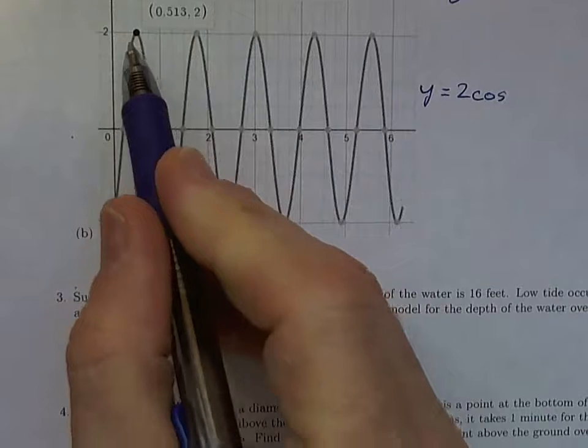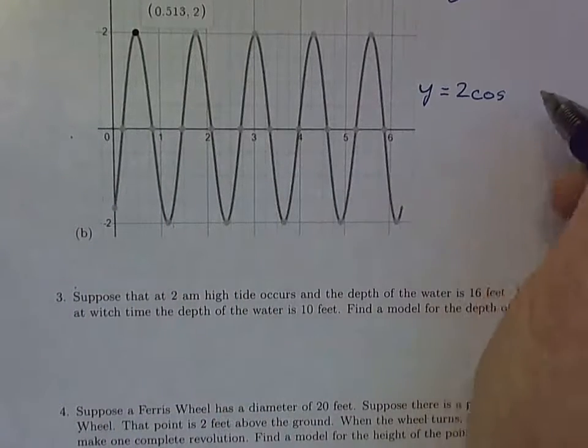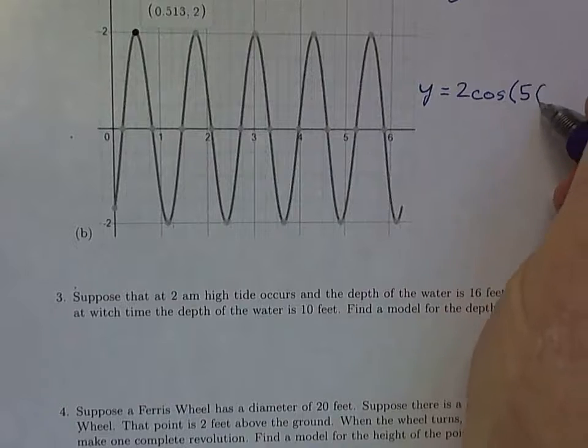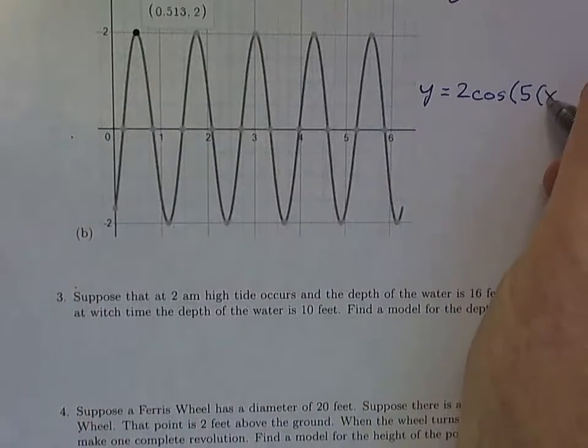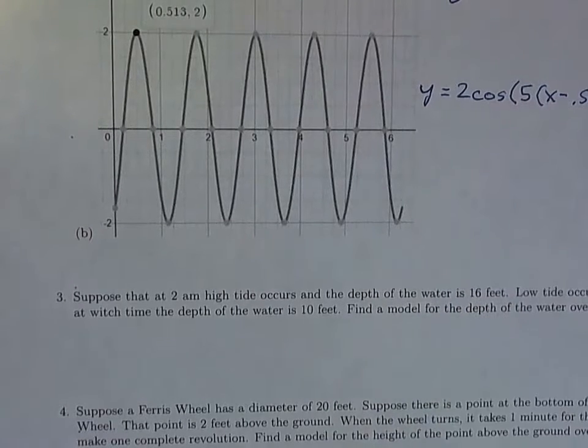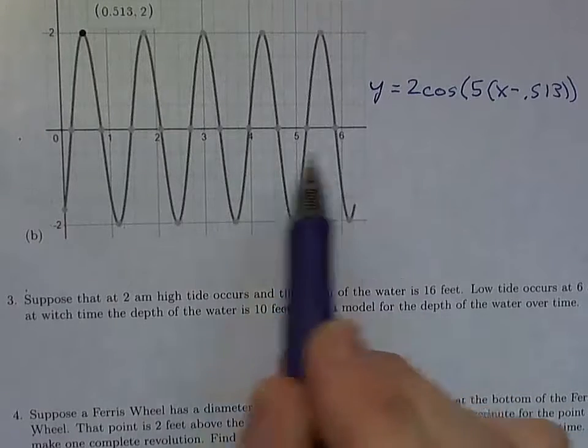Let's see here. There's 1, 2, 3, 4, 5 humps, right? A max occurs at 0.513. And we're done. See? So there's a model that describes this.